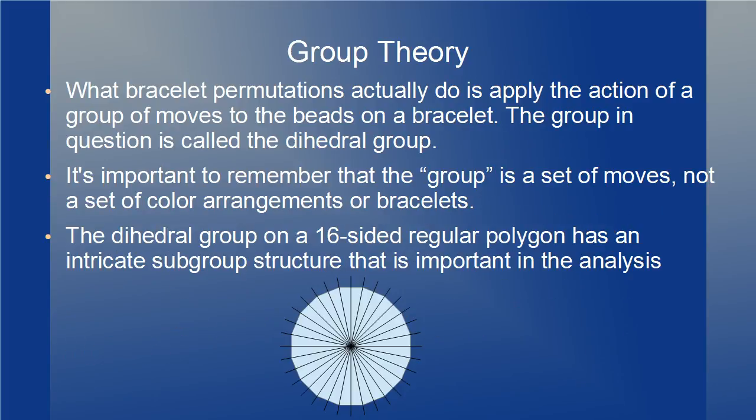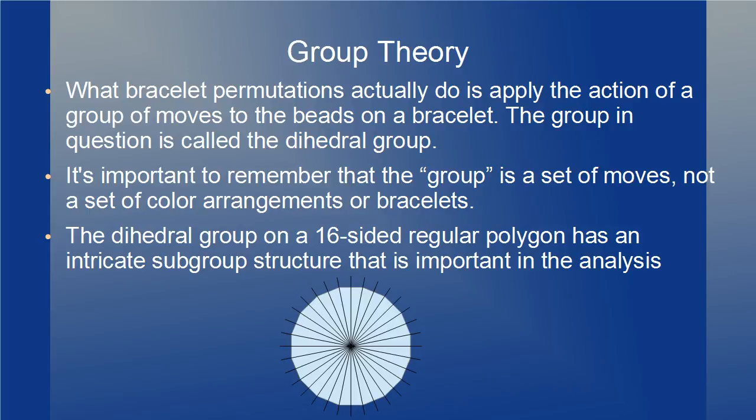So what is happening in any bracelet permutation is what is called a group action. A group of moves is acting on the beads on the bracelet. The group in question is called the dihedral group of 32. It's important to remember that the group is a set of 32 moves, not a set of beads or bracelets.